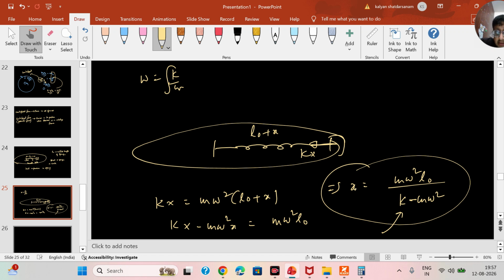Let's try to understand. I don't know how to explain this physically. It has some relation to a topic which we will do later, which is simple harmonic motion. It is some kind of resonance condition actually. We will see it in a later chapter also. But let me try to give some sense here.